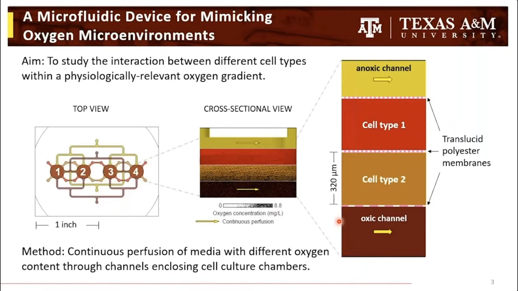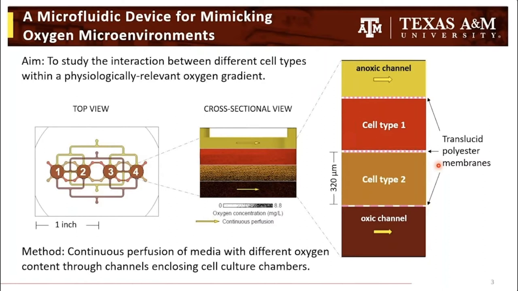This is the microfluidic device that we have designed. It contains four co-culture chambers, and within each one of these co-culture chambers, as you can see in this cross-sectional view, there are four layers. The upper and lower layers are reserved for continuous media perfusion, and then the middle layers are reserved for culture of different cell types, as you can see in this image. And these cell culture layers are divided by translucent polyester membranes whose porosity can be changed in order to modulate the degree of interaction between the two cell types.